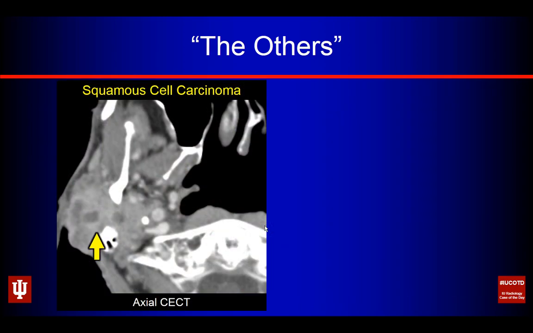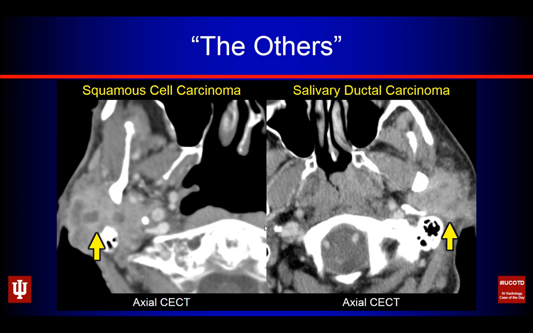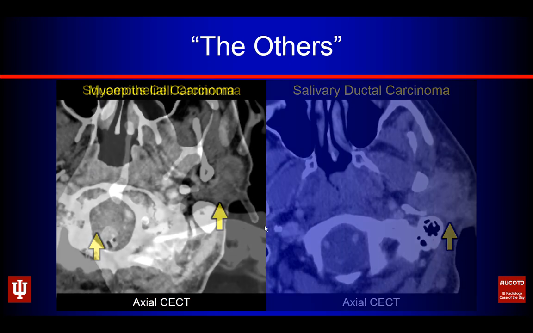As I take another drink of coffee, we're looking at an axial CT image. We have this infiltrating, indistinct, maybe partially cystic or necrotic mass in the right superficial parotid, trying to climb its way into the deep lobe of the parotid. This was a squamous cell carcinoma. I can't tell the difference between that and this image on the right, which was a salivary ductal carcinoma. Has a quite similar appearance.